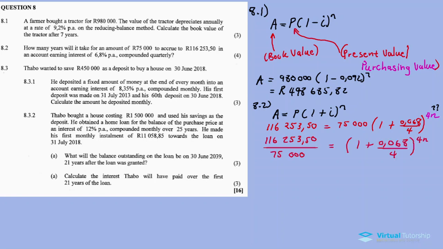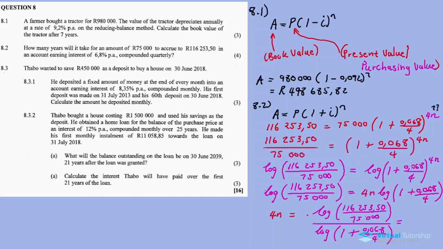So we'll end up with something like this, and then on both sides, okay, there's two ways of going. I'm going to apply a log on both sides, or I'm going to use the log definition, but in terms of n, I'm going to apply a log on both sides, and then apply the log definitions. After applying the log definitions, the 4n drops. We drop the exponent, the 4n, and then from here I can divide both sides by log 1 plus 0.068 over 4 on both sides, and then 4n is equal to this.